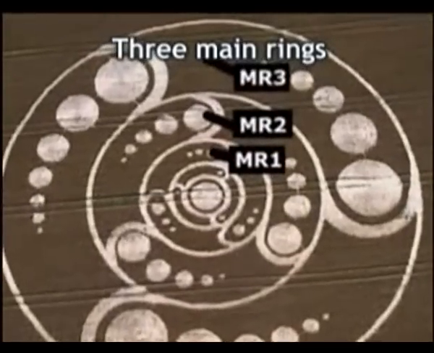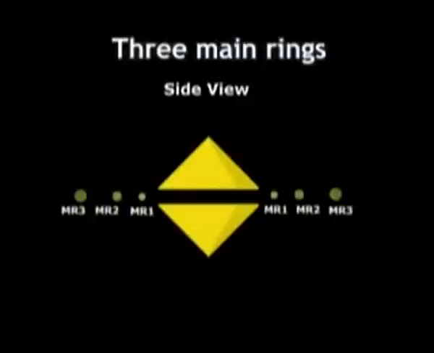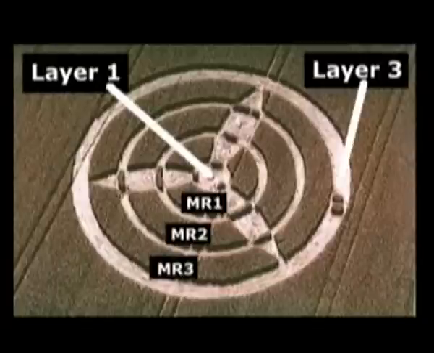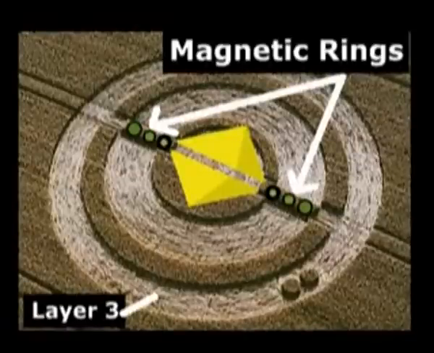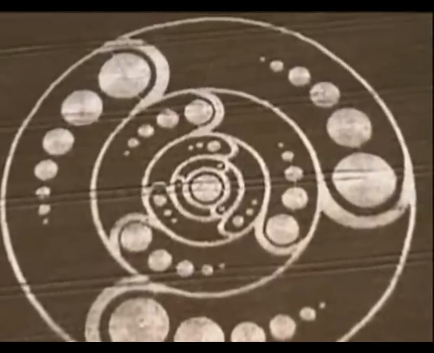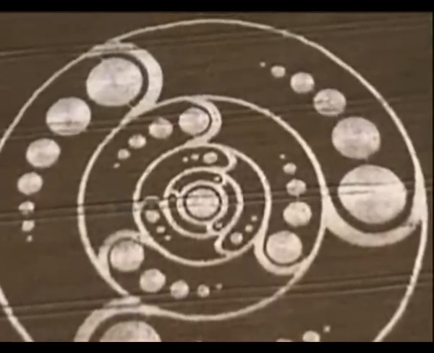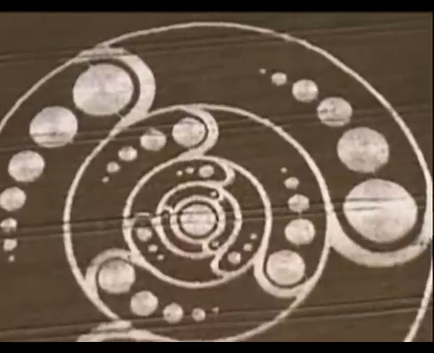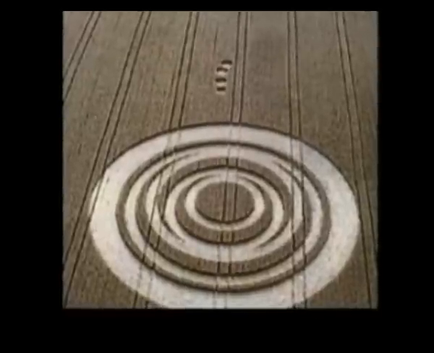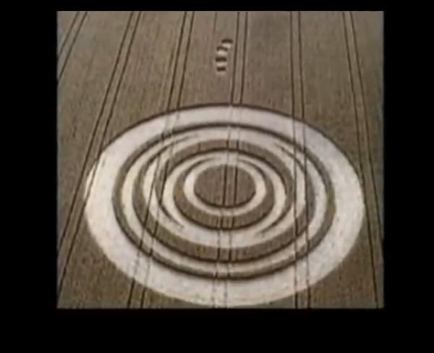There are three primary rings of magnetics which surround the octahedron in the water sphere. These will now be examined in more detail. The magnetic rings. Appearing on the very same day, this technologically related formation also shows the three magnetic rings.